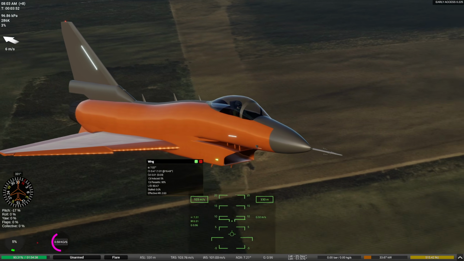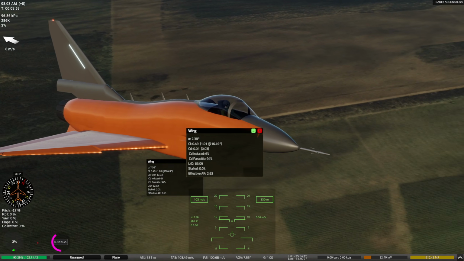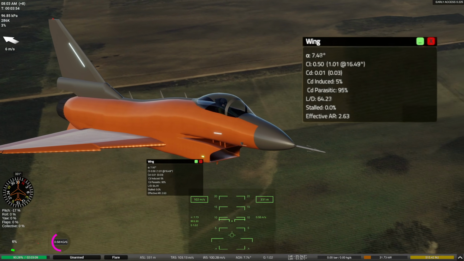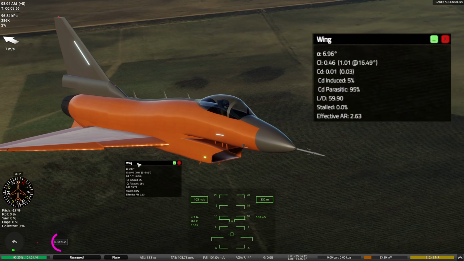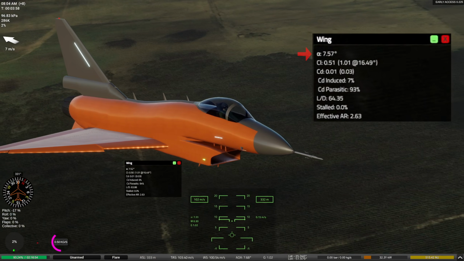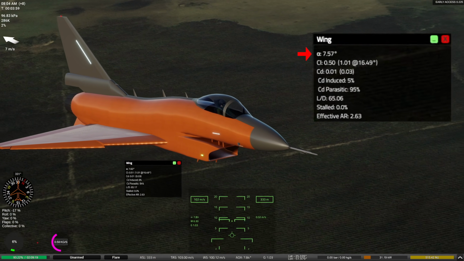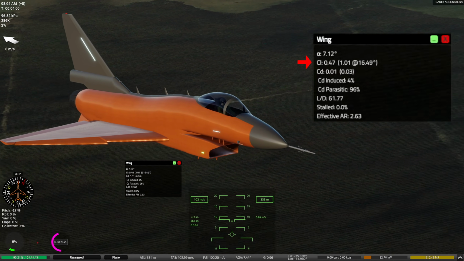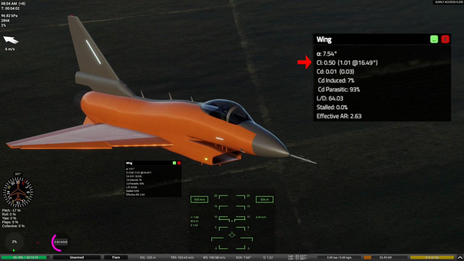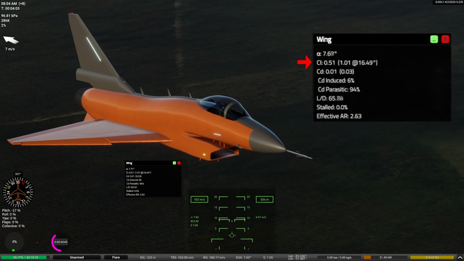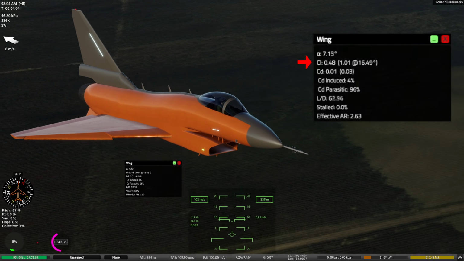Finally, we have the wing's information window. This is accessed by right-clicking a wing in flight. Note that this information is not currently visible if the wing section you click on has a fuel tank. From top to bottom, we have the wing section's angle of attack, followed by the lift coefficient display. The lift coefficient display also shows the maximum lift coefficient it has reached in flight and the angle of attack it was at when this occurred.